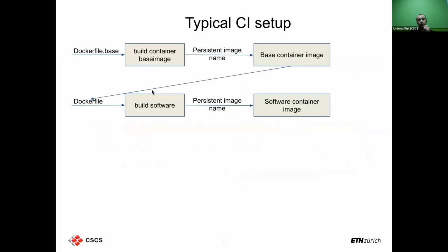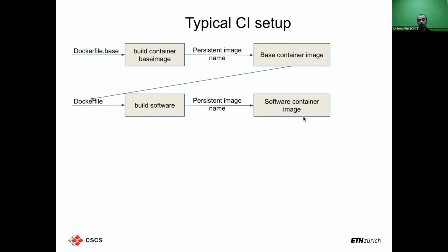Yes, so a typical CI setup looks like this. You start with a Dockerfile that describes your base dependencies. You run it through the container builder, and you build the container base image that will be persisted in the Artifactory. Based on this, you have a second Dockerfile that starts with this base container image that was just built. You build the software inside, and with software, I mean basically the source code that is part of the repository that you want to do CI on.